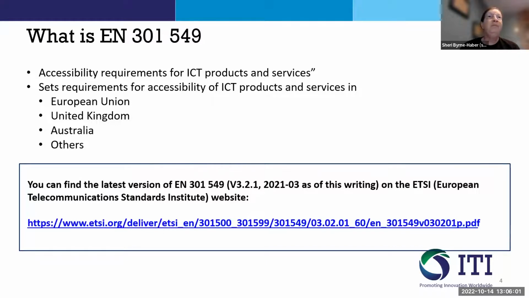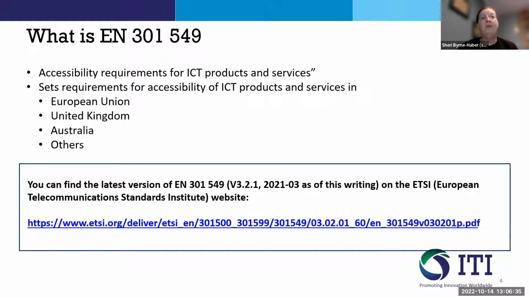So EN 301549 is accessibility requirements for ICT products and services, and it applies to the European Union, the United Kingdom, Australia, and others. So you might be asking yourself, well, what about Brexit? Well, the way European mandates work is they have to be adopted by the local countries. And the United Kingdom adopted EN 301549 as a local standard prior to Brexit. So that's why EN 301549 applies to the UK post-Brexit.